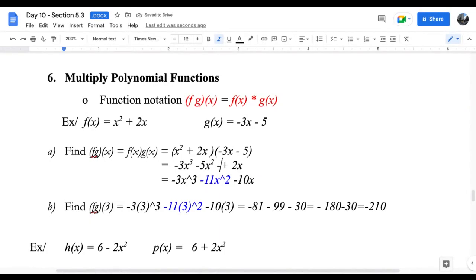Then minus 2x times negative 3x. That's negative 6x squared. Right? Then 2x times negative 5, that's negative 10x. So now negative 5x squared and negative 6x squared are like terms, so we can combine those two terms to get negative 11x squared. So that's it. When we multiply those two functions, we get a degree 3 polynomial.